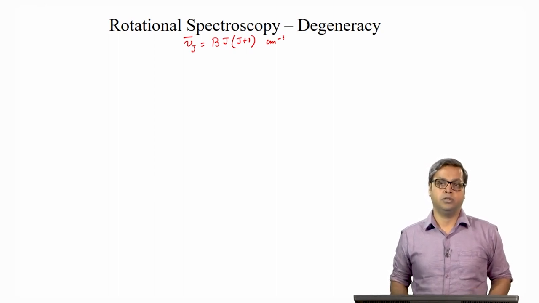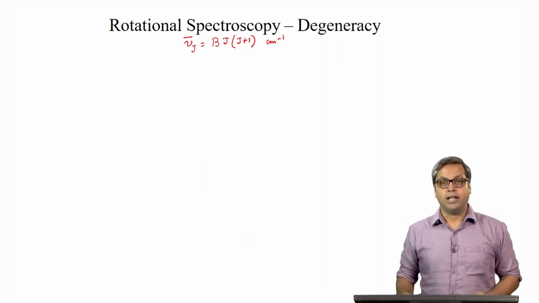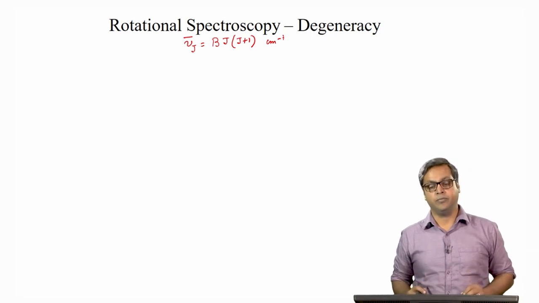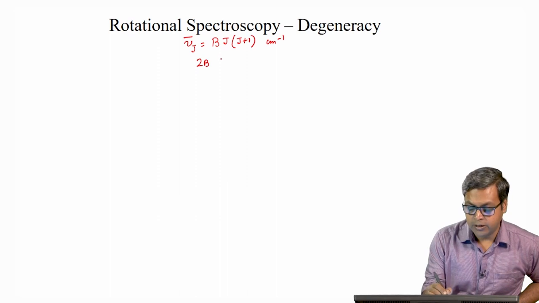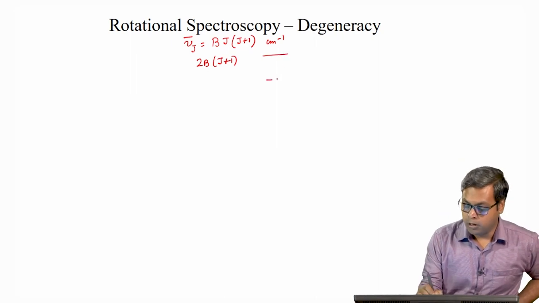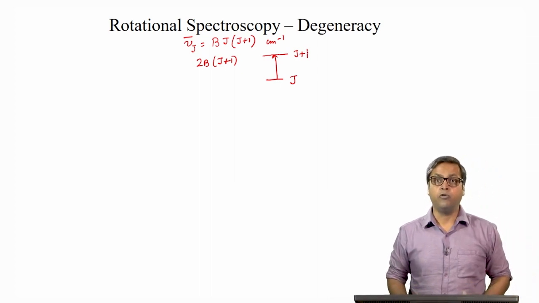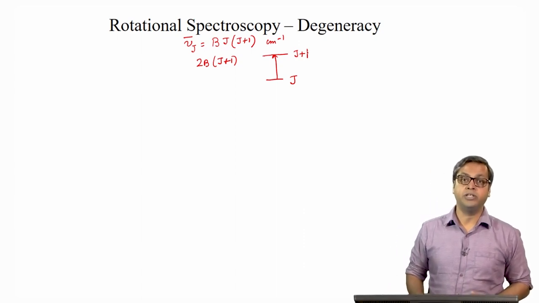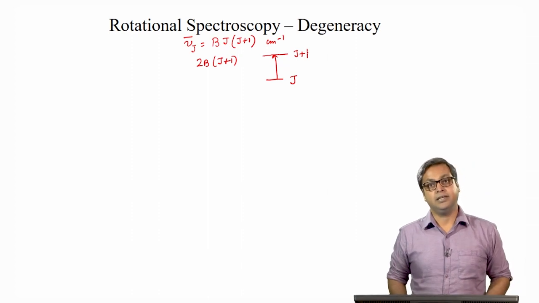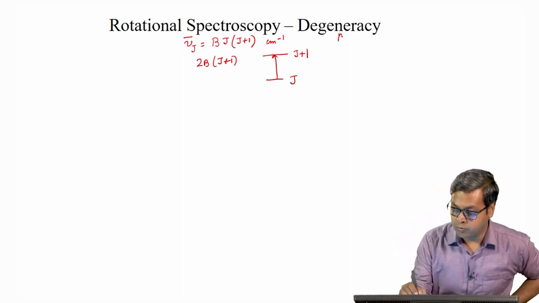We also focused on the energies of the lines in the rotational spectrum, and these energies of the lines are given by 2B times J plus 1 for a transition from J to J plus 1. However, we have not focused on the relative intensities of these spectral lines. The intensity depends on population, and population in turn depends on the Maxwell-Boltzmann distribution.